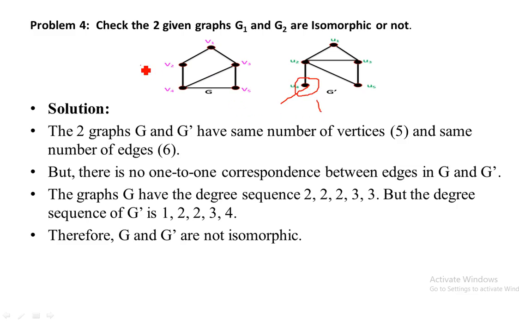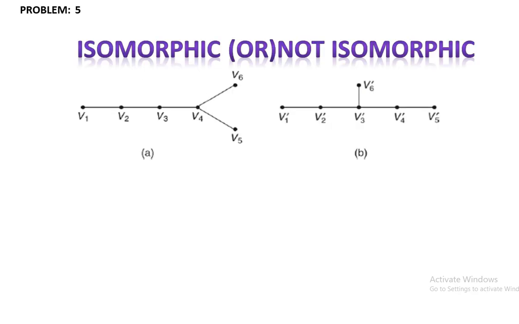Here there is no pendant vertex, there is no degree 1 vertex. Simply we can say the degree sequence does not match, so it is not isomorphic. Even though the number of vertices and number of edges are the same, the degree sequence itself is not the same, so it is also not isomorphic. Come to the next one.